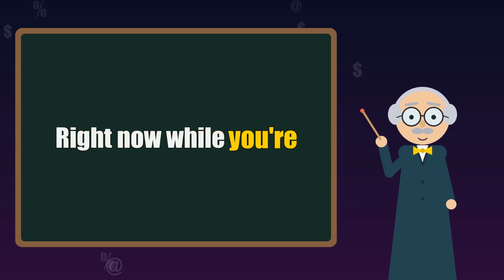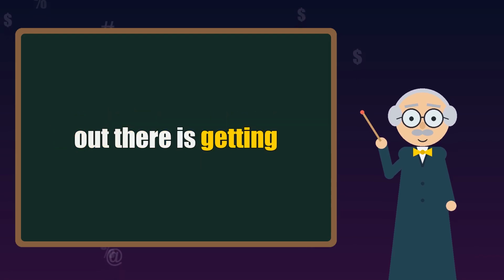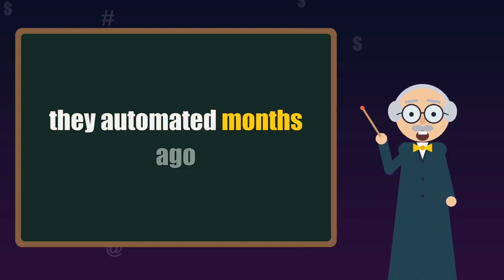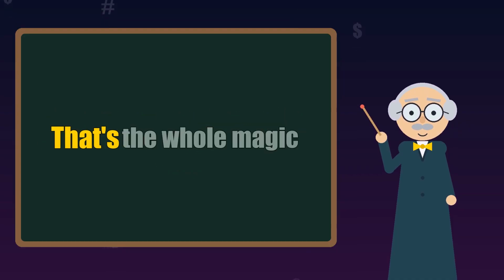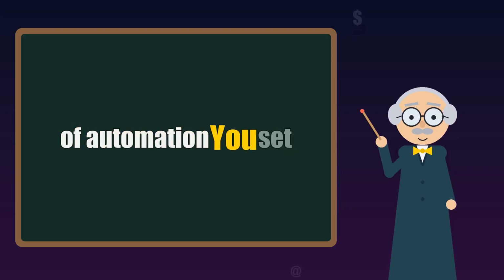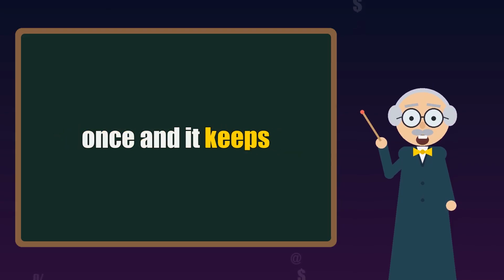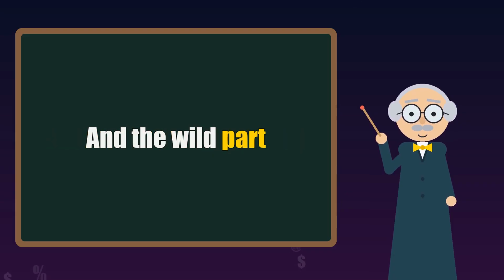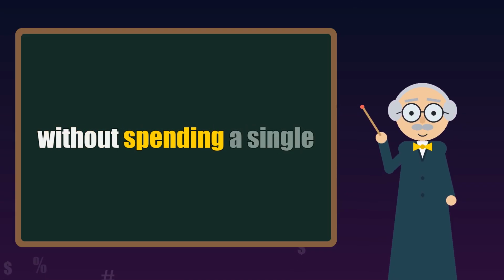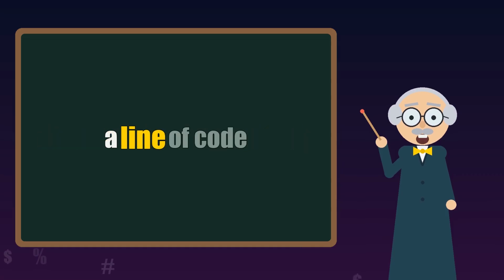Right now, while you're watching this, some person out there is getting paid for a task they automated months ago and never touched again. That's the whole magic of automation. You set up a little robot once, and it keeps working while you sleep. And the wild part? You can start today without spending a single dollar and without writing a line of code.